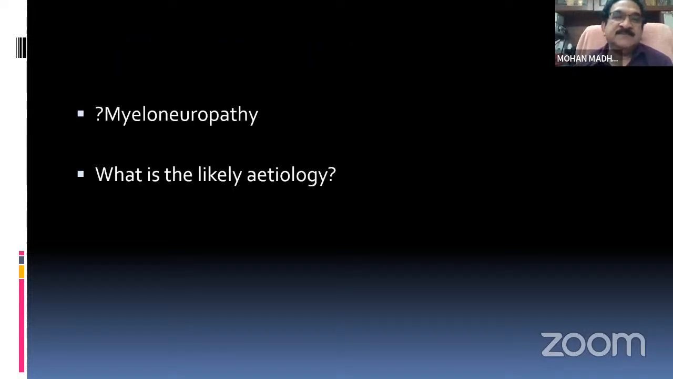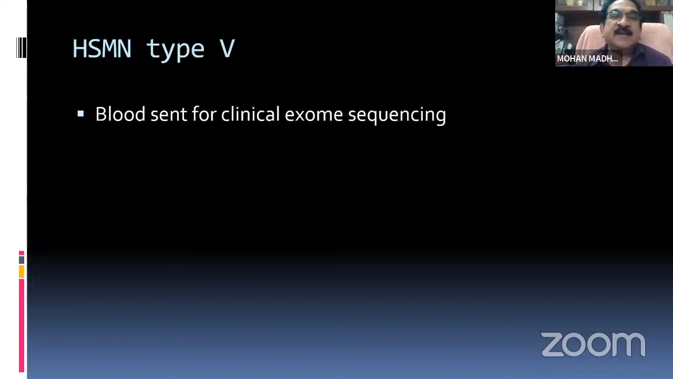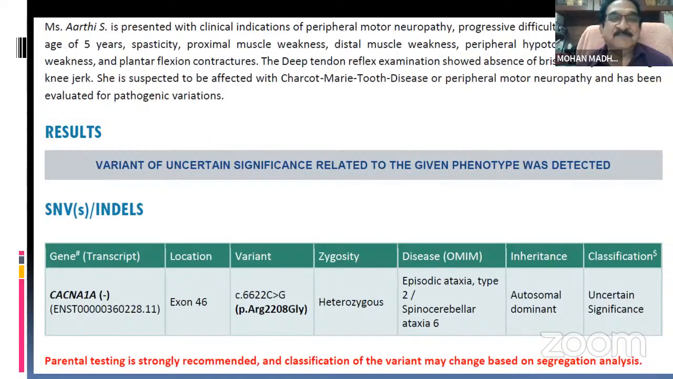Okay, so this is a possibility. The blood was sent for clinical exome sequencing. What do you expect to find in that? This is what the result came. Totally unexpected one. They got spinocerebellar ataxia type 6, or episodic ataxia, a calcium channel mutation. But the significance is uncertain.